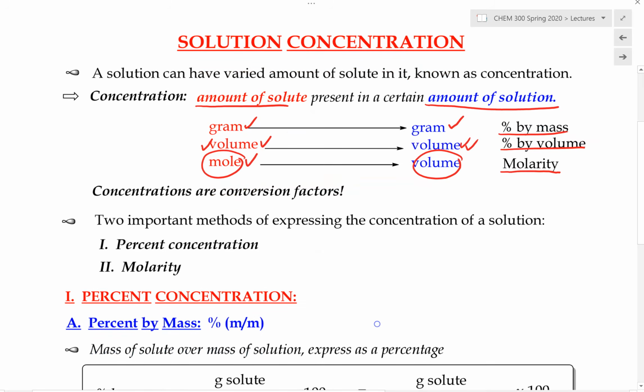Very important, the concentration of a solution is basically a conversion factor. This is the conversion factor that converts the amount of solute into the amount of solution. So as we take out a certain amount of the solution, and we know its concentration, we can then figure out how much solute is present in it. Therefore, we call this the conversion factor. So it's important that as we learn about these different methods of expressing the concentration of a solution, we know how to use them as conversion factors.